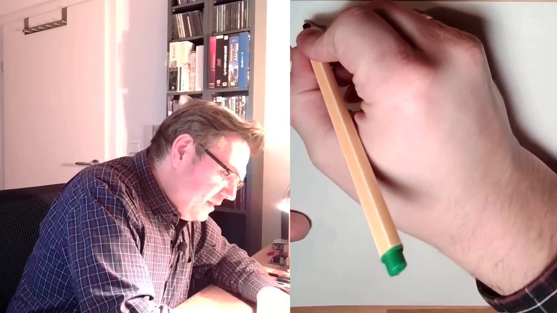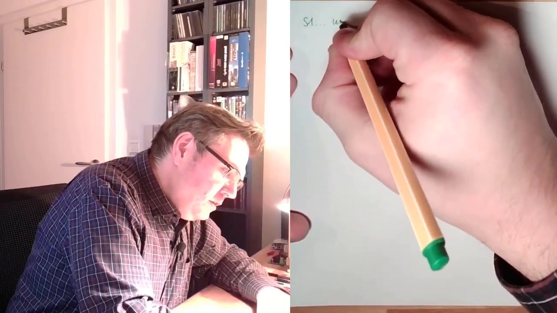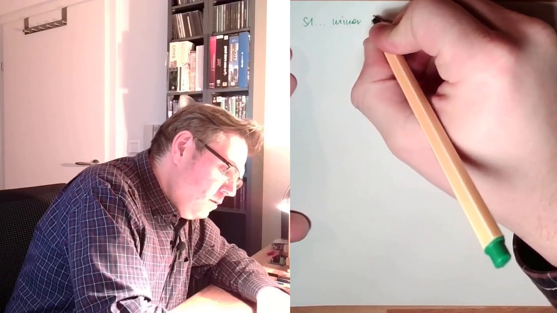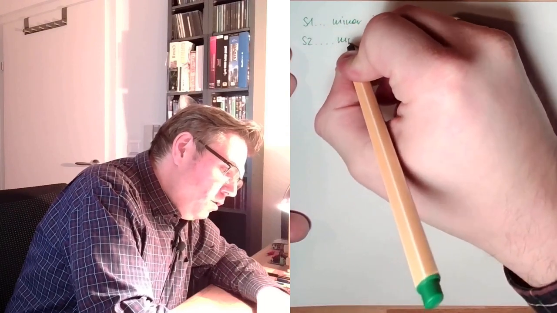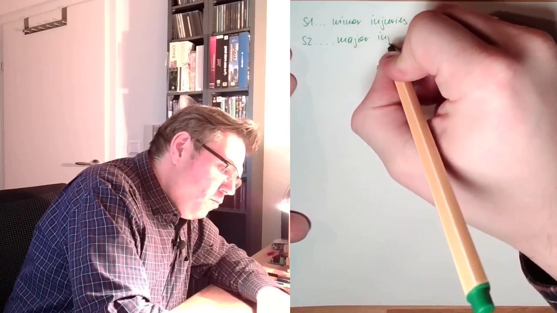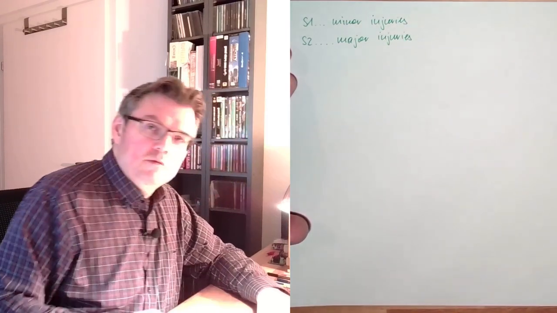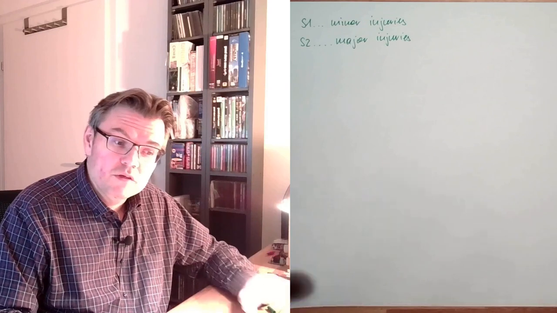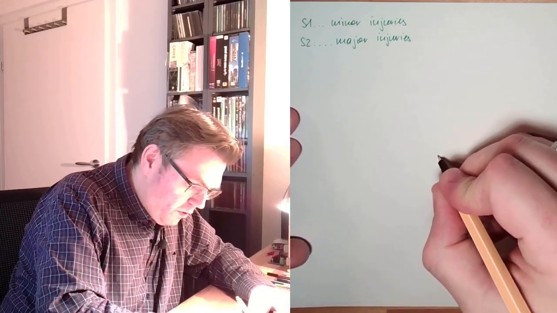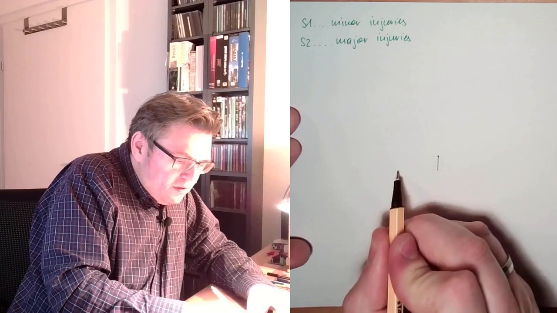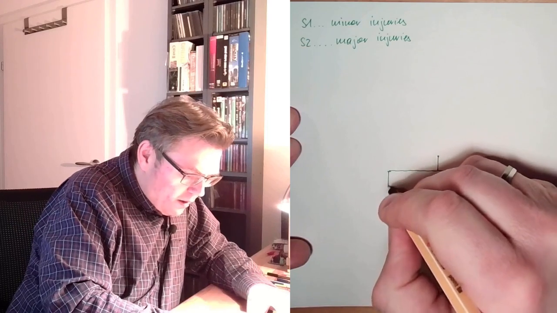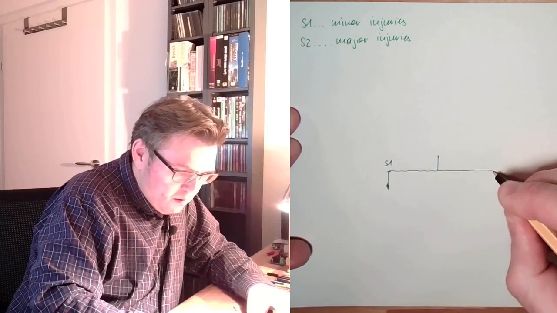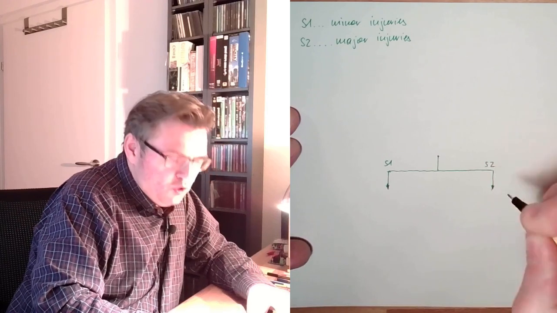So there is this category S1. These are minor injuries. And S2, major injuries. That's one thing to distinguish. So we have a certain starting point, and that's the first thing we have to decide: if the expected injury is major or minor. S1, minor. S2, major injury.